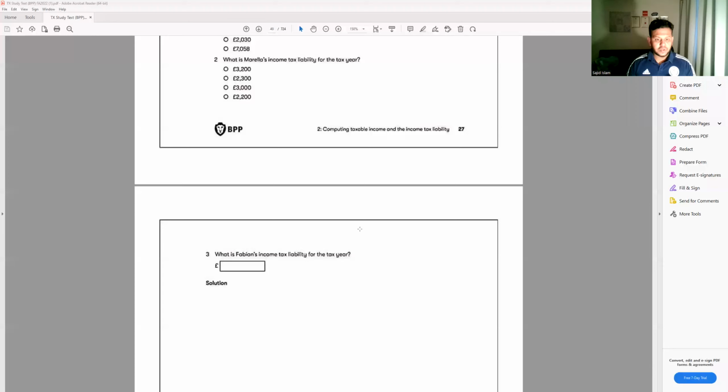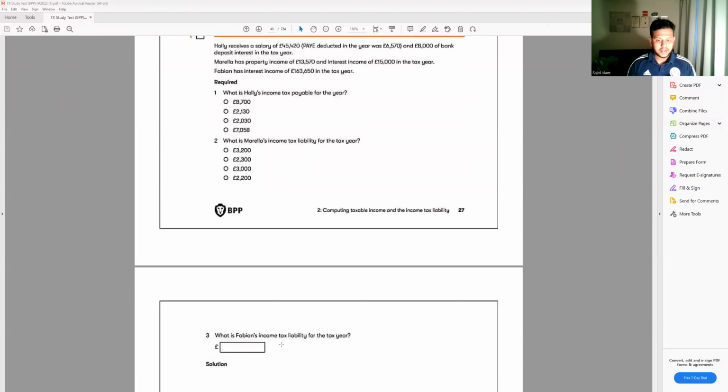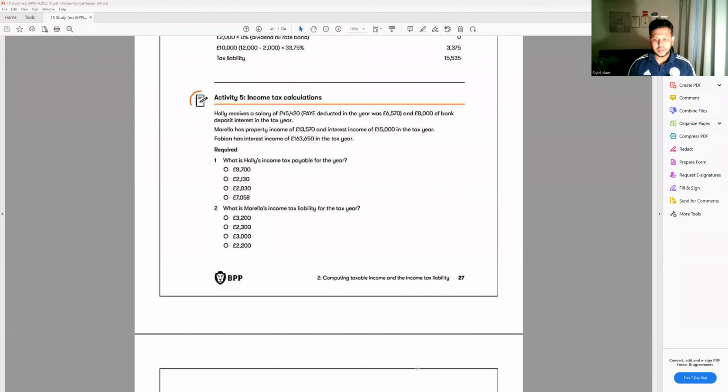All right, let's move on to the next one, Fabian. So let's have a look. Income tax liability. Okay, for Fabian's income tax liability, Fabian has interest, that means only savings income, 163,650. That is more than 100,000 and more than 125,000, so I have nothing to do with the personal allowance. I'm not going to get any personal allowance, losing all of it. So don't worry about the personal allowance.